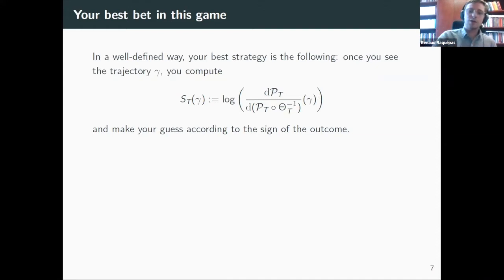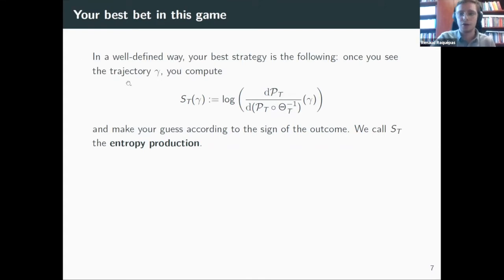So why the sign? Well, if the log is non-negative, it means that what's inside is at least one, meaning that the density of P at the point gamma is at least as big as the density of P reversed at the point gamma. So it makes sense that gamma would be an original path. Gamma as a path is more typical for P than it is for P reversed. Conversely, if the log is negative, it means that the ratio is smaller than one, so gamma is more typical for P reversed than it is for P. So that's the game we're playing. I show you movies, I ask, are they reversed or not? And that's your strategy.